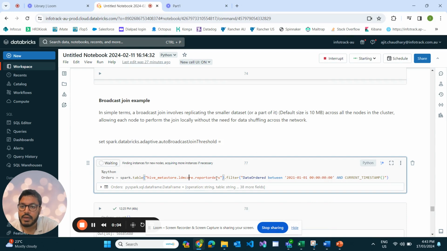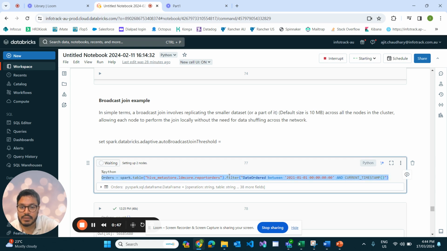Let's start with broadcast hash join. In simple terms, broadcast hash join involves replicating the smaller dataset, where the default size would be less than 10 MB, across all the nodes in the cluster, allowing each node to perform the join locally without the need of data shuffling across the network. So broadcast join copies the dataset across all the nodes so that the expensive operation like shuffling would not happen, and that would reduce the networking cost.